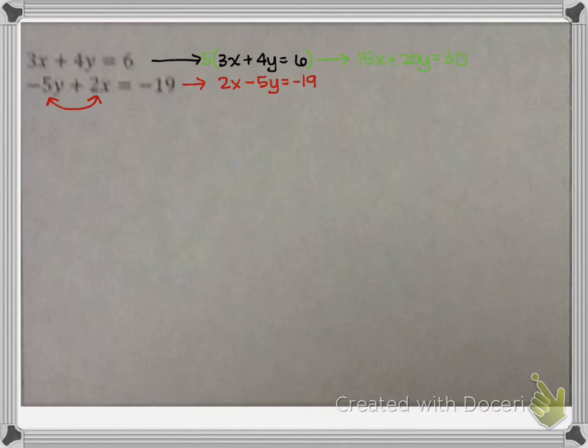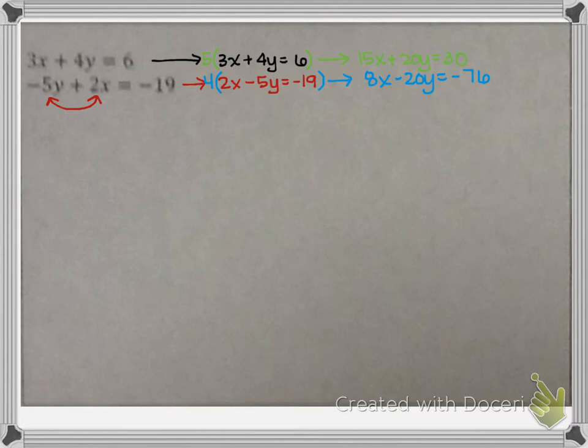All right, so now I have my first equation adjusted. Let's take a look at the next one. I need to turn the y into a 20. I still like the fact that it's negative. So in order to get that to happen, I'm going to multiply by 4. So if I go all the way through the equation, multiplying by 4, that's going to give me 8x minus 20y, and that is going to give me negative 76.